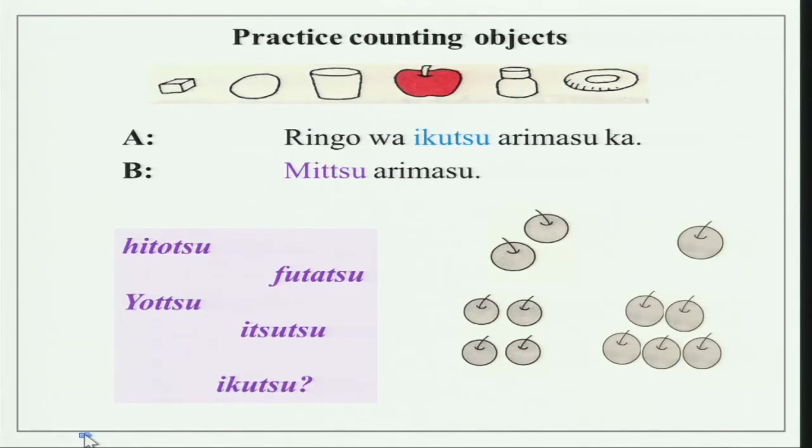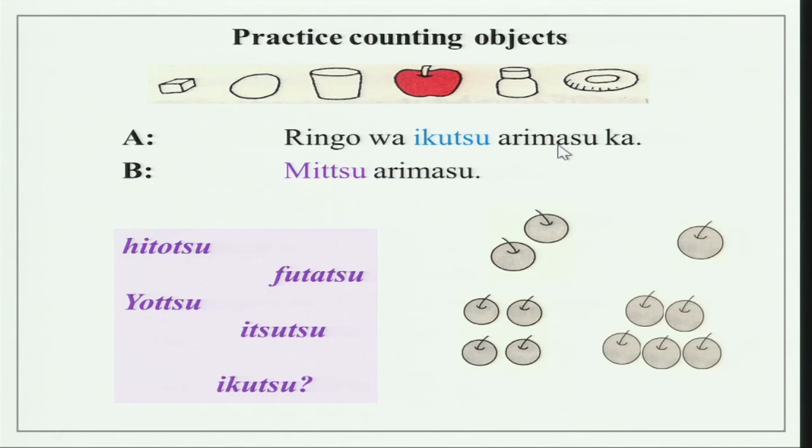Quickly, we will practice this over here. Practice counting objects. How will you count? The objects are given. You have a small rubber, an egg or a potato, small glasses or cups, things like apples, oranges, lemons, fruits generally. Small bottles can be counted, but long bottles cannot be counted. Eatables like donuts or cakes or small round pastries can be counted like this.